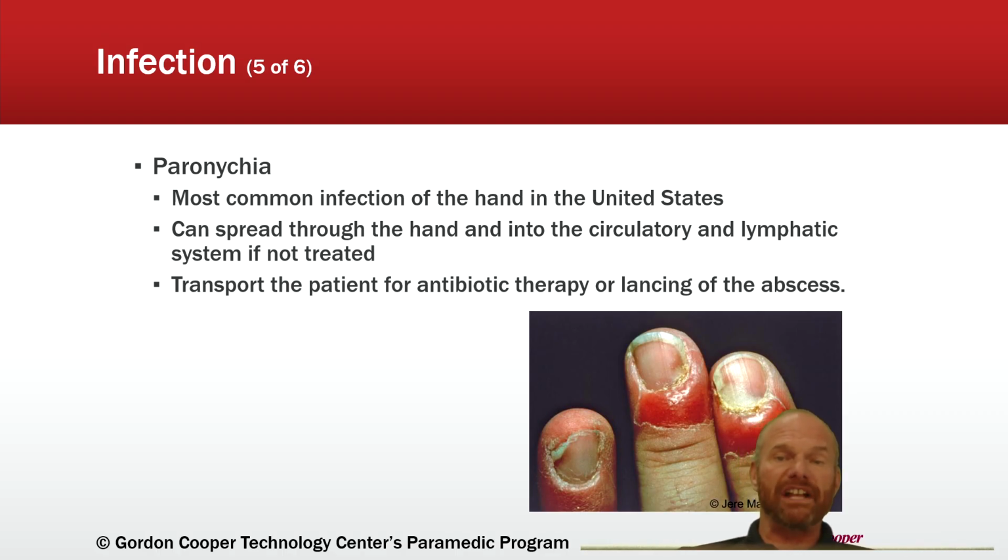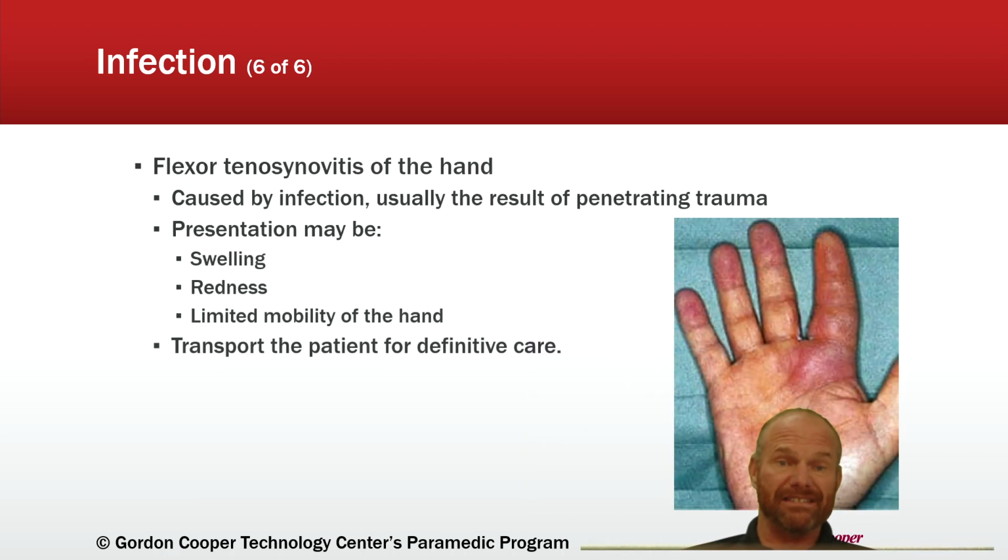But the most common infection of the hand in the United States, so a bacterial infection that's located near the nail plate. If it's not recognized and treated, it can spread through the hand and into the circulatory and lymphatic system. Now that's going to cause a small pustule or redness with or without pus, and there may be an abscess at the site. So they're going to be probably getting some antibiotics as well as potentially lancing those abscesses.